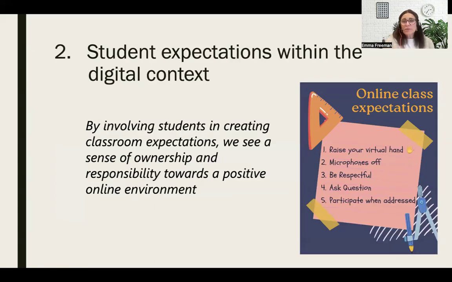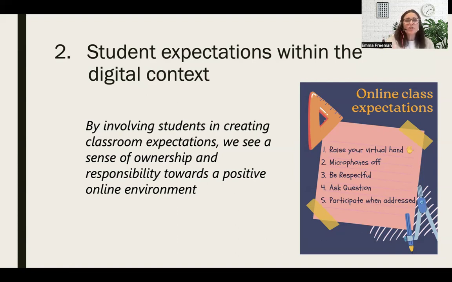One of the 5 principles set out by Columbia CTL 2020 in their Framework for Inclusive Online Learning explains that establishing clear expectations and ground rules at the beginning of the course ensures that all learners are set up to succeed. Cappunccia and Varay 2021 outline that there is a need to communicate with students early on to set class values and expectations to mitigate any concerns. By involving students in creating classroom expectations, we see a sense of ownership and responsibility towards a positive online environment.